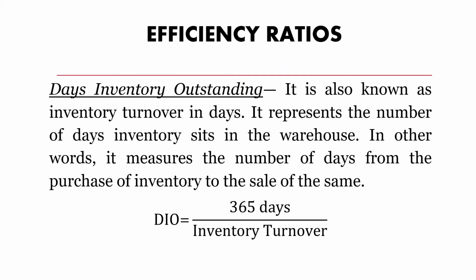Days inventory outstanding. It is also known as the inventory turnover in days. It represents the number of days inventory sits in the warehouse. In other words, it measures the number of days from the purchase of inventory to the sale of the same. So the formula in finding days inventory outstanding is equal to 365 days divided by the inventory turnover.